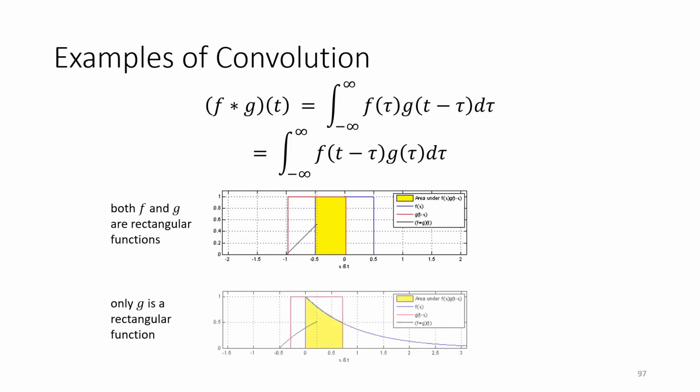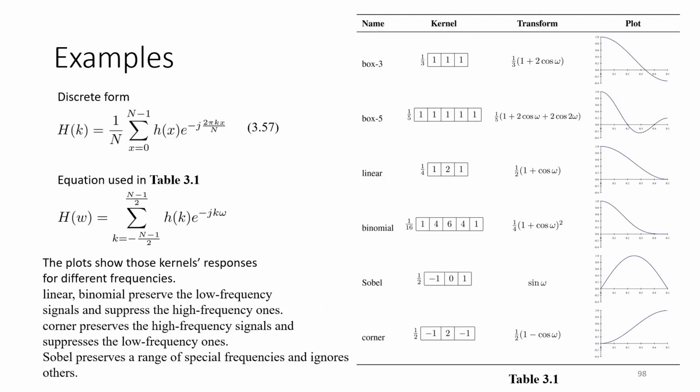Okay, and let's show you another example. Here, the g is a rectangle function, and the f here looks like a negative exponential. When we apply the convolution operation, it will generate a new value, t. So here let's show the figure of Table 3.1 in our textbook.